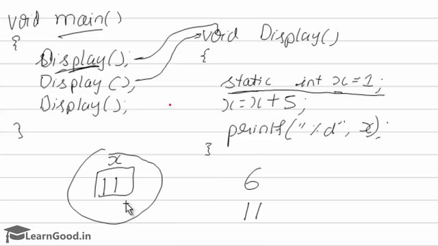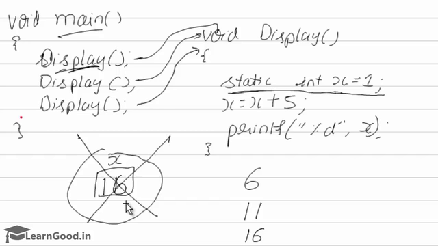Then again, from the main, the third time you call this display. When you come down again, this line is skipped. x equals x plus 5. The present x value is 11, so 11 plus 5 is going to be 16. So x value is 16, and printf x will display 16. So this is the output you're going to have. When you come out, the value is still preserved, and when you come out of the main, this whole x will be removed from the random access memory.